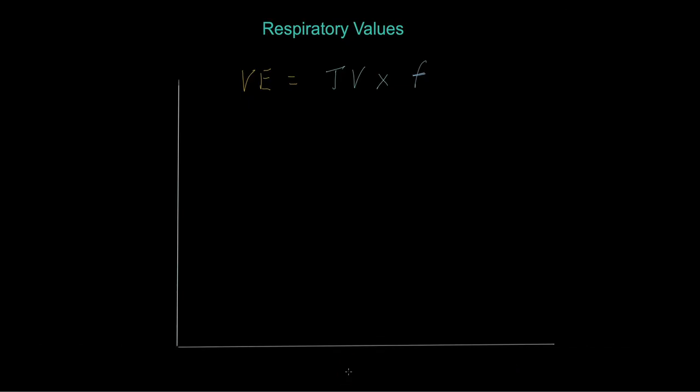And basically what I'm going to do is normal graphical stuff. I'm going to say that on our x-axis we have time, and our time is going to be in seconds. And on our vertical axis, on a y-axis, we're going to have volume, and our volume is going to be in litres. Okay, so we've got volume in litres, time in seconds.